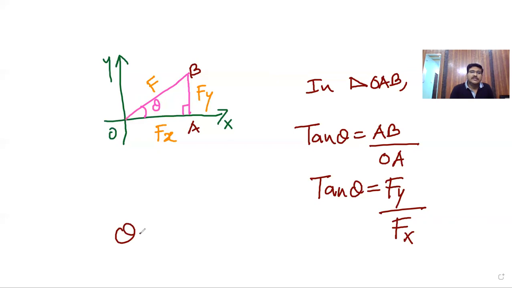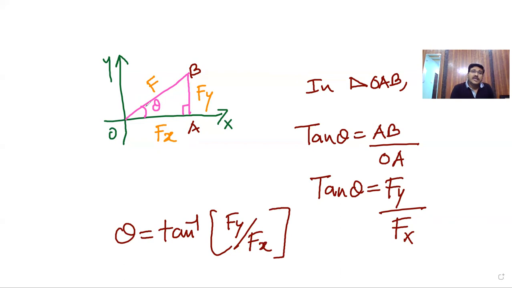So theta is tan inverse of Fy by Fx. Fy by Fx with respect to which axis? With respect to the x-axis. Clear? It is with respect to x. This is nothing but the direction of the vector, the direction of the resultant.